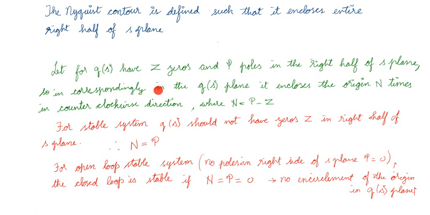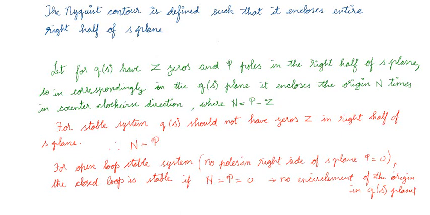So correspondingly, in the Q(S) plane, it encloses the origin n times in the counterclockwise direction. Okay. Because we know poles contribute what angle? Poles contribute the positive angle. Each enclosed pole will contribute an angle of 2 pi, in the positive sense, that is, in the counterclockwise direction.